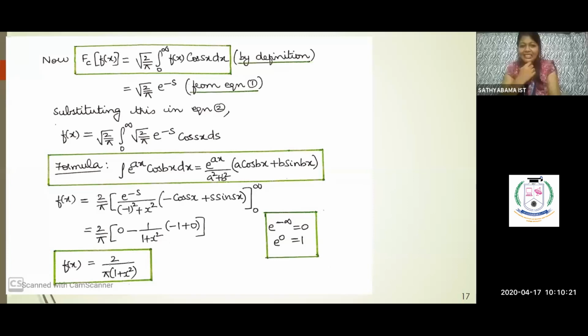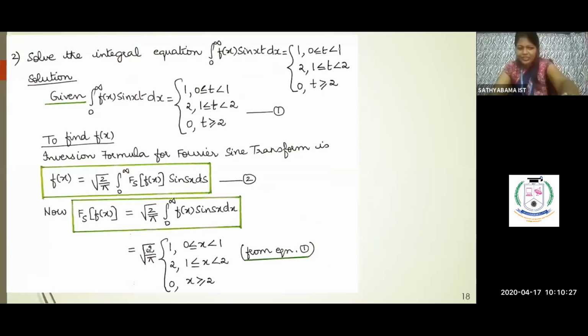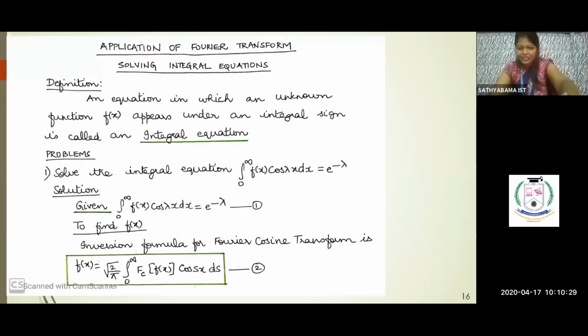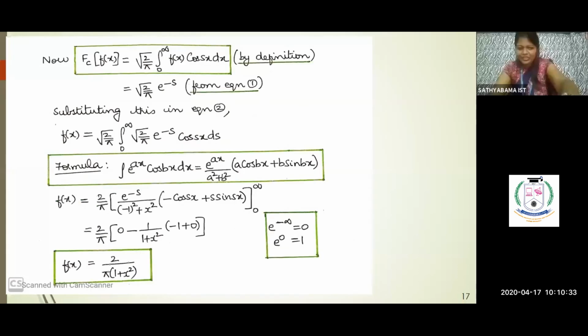So I found the Fourier cosine transform of f of x. All I have to do now is substitute this in equation 2, the last equation. Okay. So therefore, what is f of x now? It is root of 2 by pi, integral 0 to infinity. What is Fc of f of x? It is root of 2 by pi, e power minus s cos sx ds. Have you understood? So all you have to do now is integrate this. You will get the answer. Just one more step.